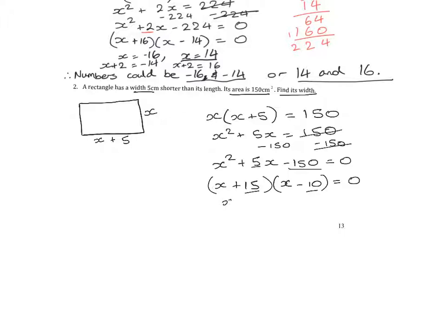So according to that, x equals negative 15 and x equals 10. But wait a minute, x is a length. It's the length of the width. Therefore, x has to be positive. So to show that you understand that, it's important that you write, but x must be positive. Or you could even say, but x is a length. Therefore, x is 10.